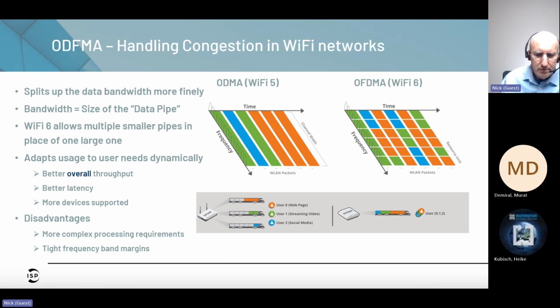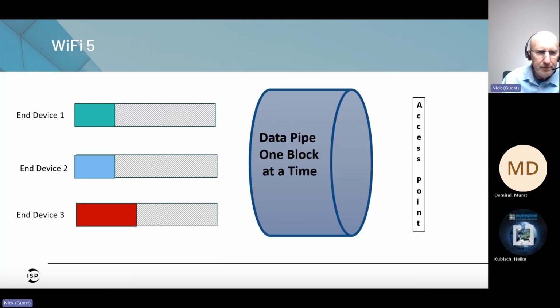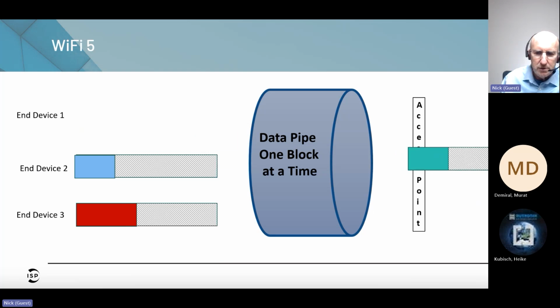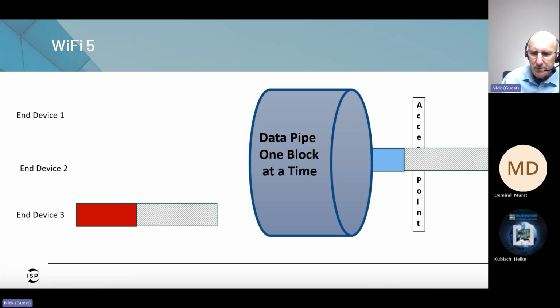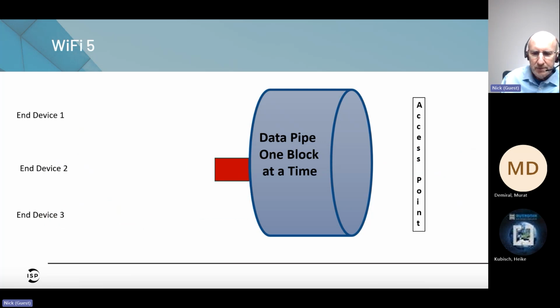So if I try to represent what this means visually, in Wi-Fi 5 you might have these end devices, each with some data to send, but not necessarily a full frame's worth of data. Unfortunately, in the old Wi-Fi 5, you have to send a whole block, whether you fill it up or not. So in this, each one will send data one at a time, and it takes 3 blocks worth of time to get this data sent.